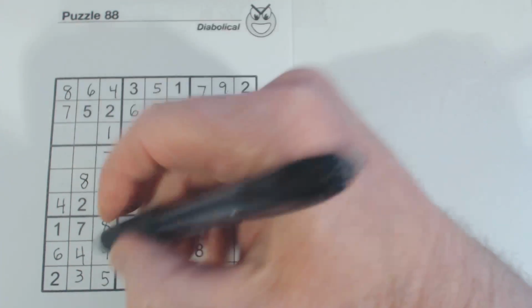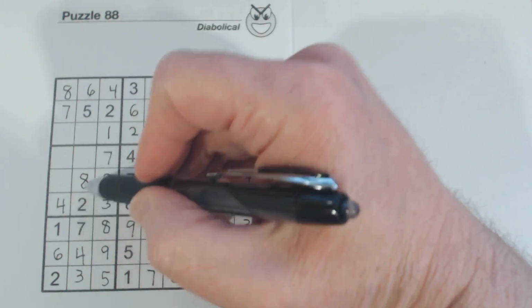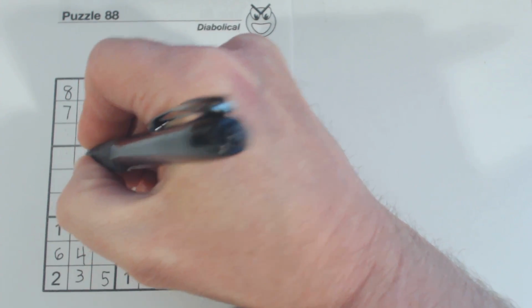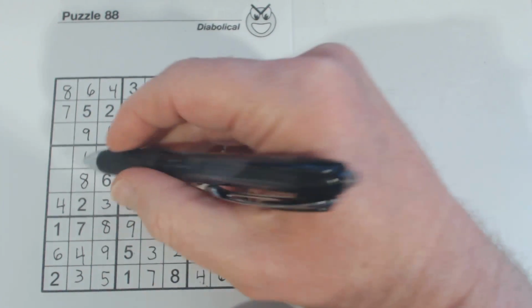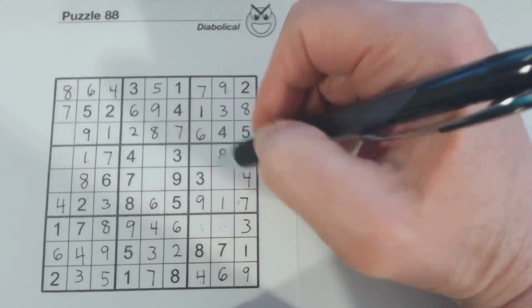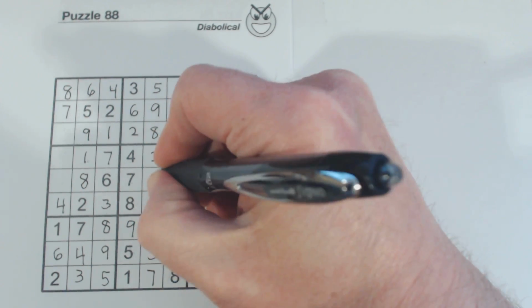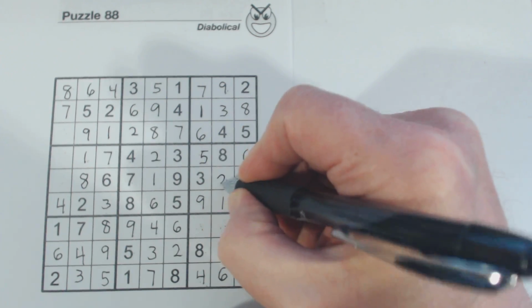What are we missing here? 1, 2, 3, 4, 5, 6, 7, 8, 9. 1 and 9. There's a 1. So that's a 9, and that's a 1. Okay. Let's see. Okay, now we can solve our 1 2s and 2 5s here because we've got a 1 there. So that's a 2 and that's a 1. And that's a 5 and that's a 2.